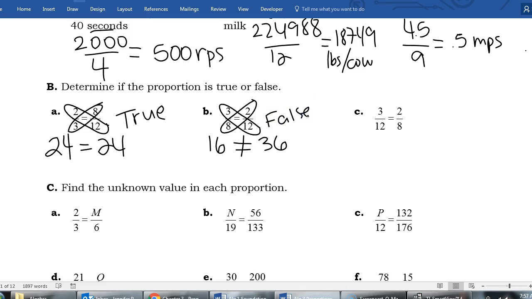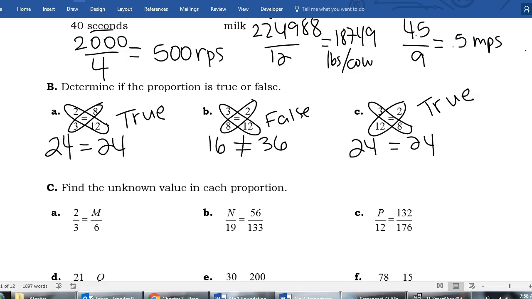Now this is just one method to determine true or false. You could also divide and see if those are equivalent, but I feel like multiplying on the top of your head is a little easier than dividing on the top of your head. So I feel like this is a faster method for me. But here I got 3 times 8 was 24. 2 times 12 is 24. So they are equal, and that is true.